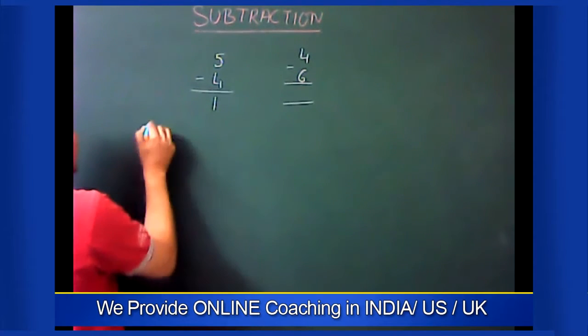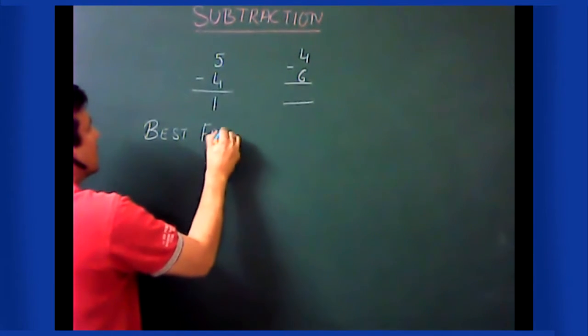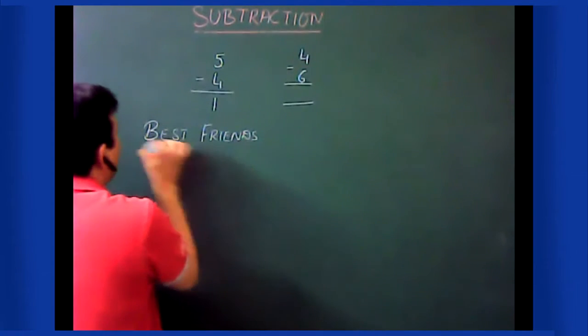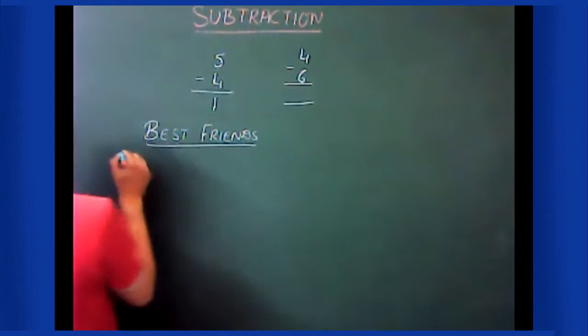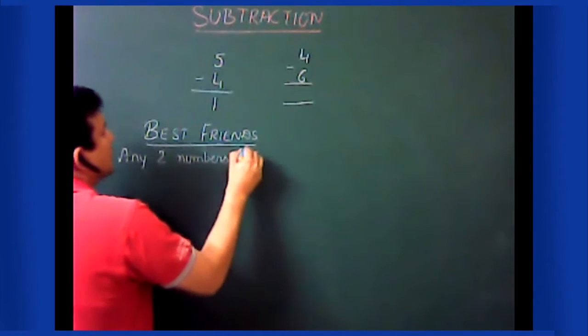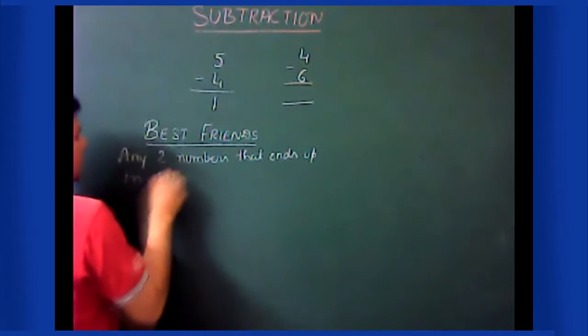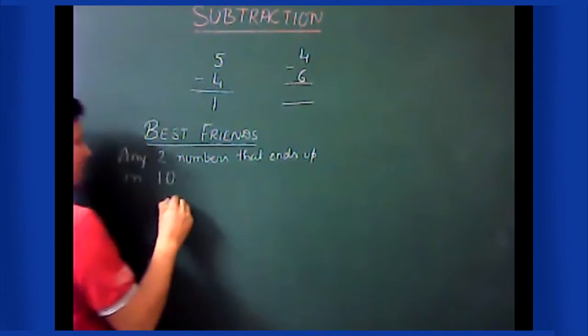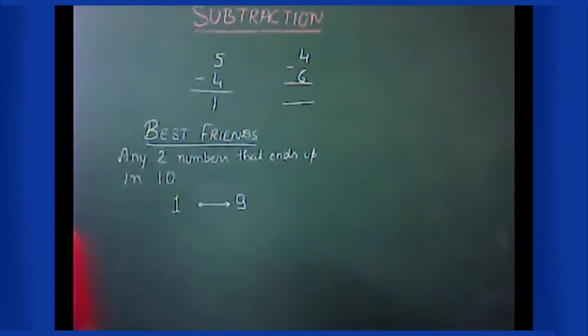To do that special technique, we must have the knowledge of best friends. Now, what are best friends? Best friends are any two numbers which add up to 10. Say for example, 1 and 9 are best friends. Since 1 plus 9 is 10, 1 and 9 are best friends.